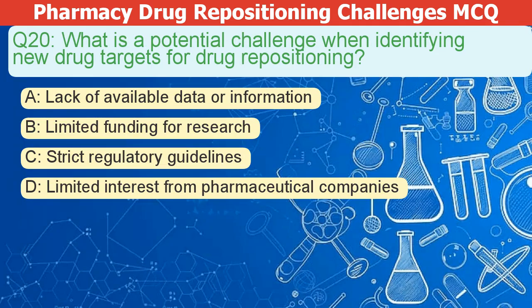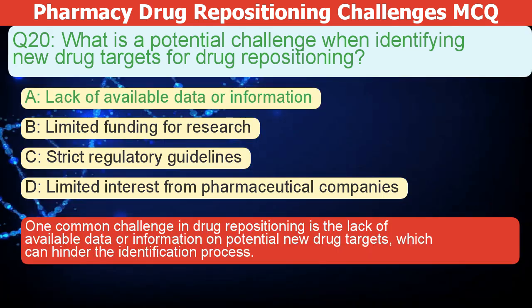What is a potential challenge when identifying new drug targets for drug repositioning? A. Lack of available data or information. B. Limited funding for research. C. Strict regulatory guidelines. D. Limited interest from pharmaceutical companies. The correct answer is A.